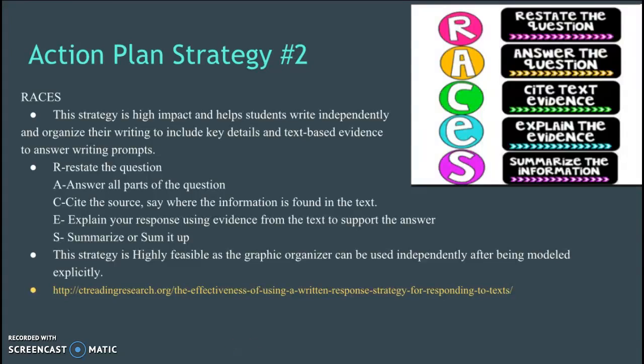And this strategy is of high impact and helps students write independently and organize their writing to include key details and text-based evidence to answer writing prompts. The strategy is also of high feasibility as the graphic organizer can be used independently after being modeled explicitly by the teacher. You can click the link below for more information on the RACES strategy and how you can implement it in your classroom as well.